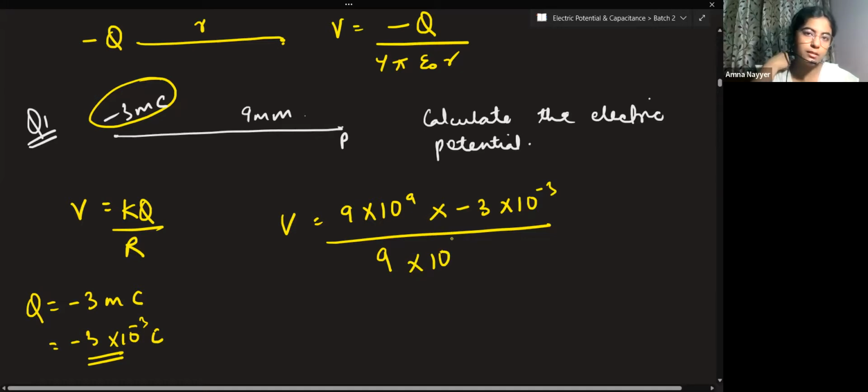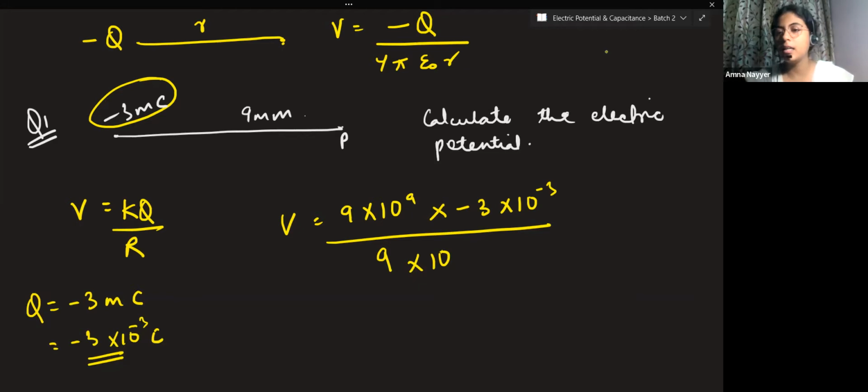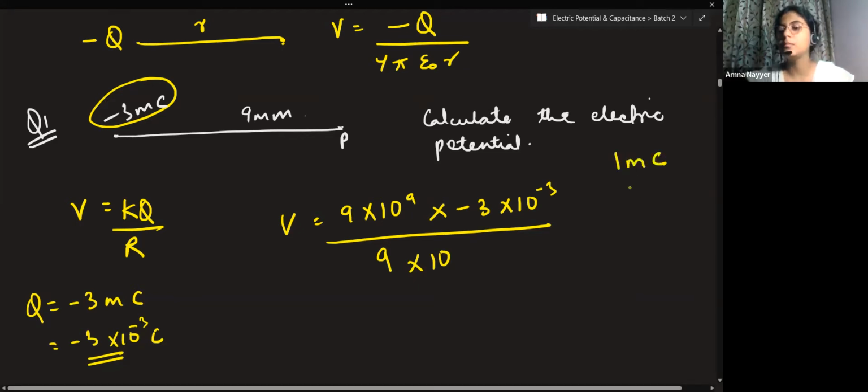Yes, Hamza. See, 1 millicoulomb is equal to 10 to the power minus 3 coulombs. 1 millimeter equals 10 to the power minus 3 meters. So if you have 9 millicoulombs, that will be 9 into 10 to the power minus 3.